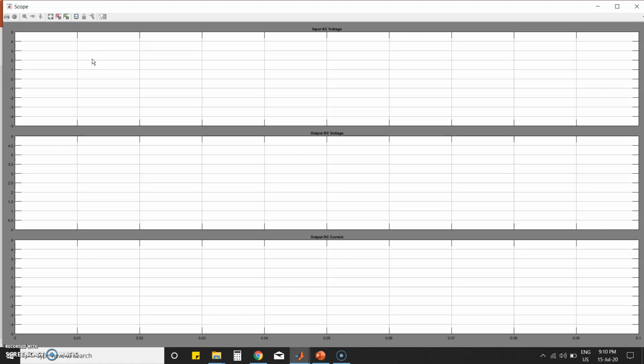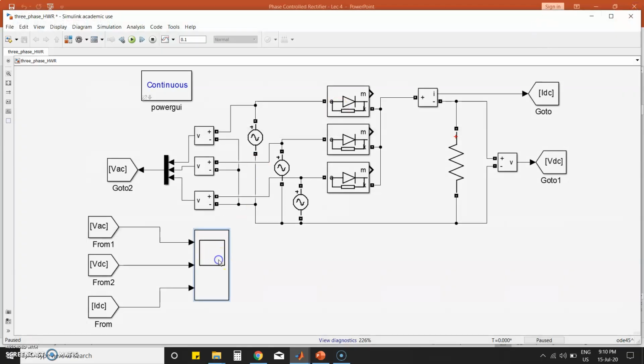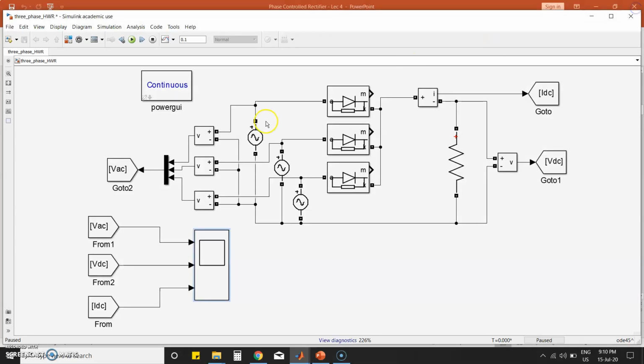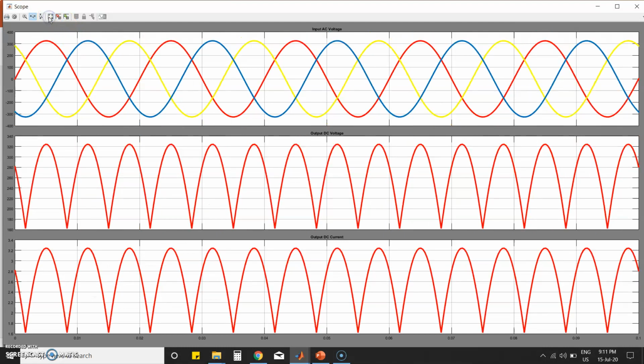Since the system is quite slow, it was taking a lot of time to display the output. Sorry for the delay, guys. I will run the simulation again. Sorry for the interruption or delay.